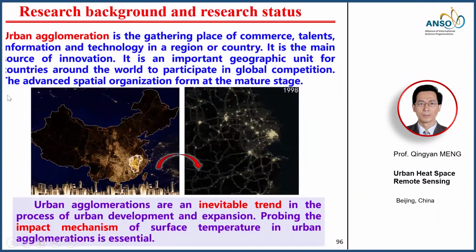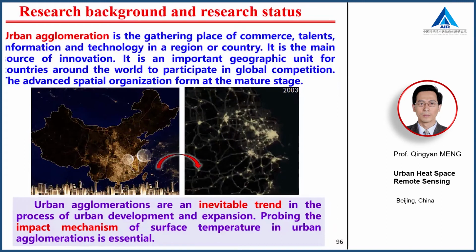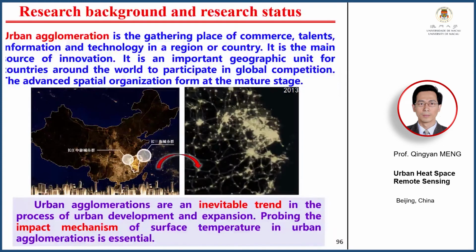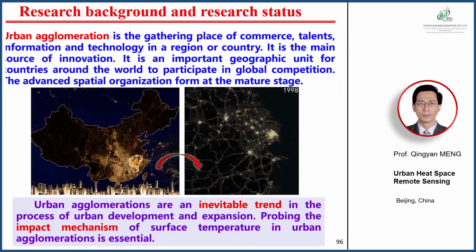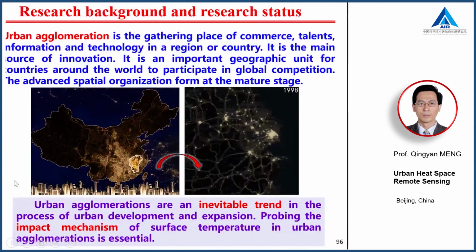You see, the urban agglomeration is the gathering place of commerce, talents, information and technology in the region and the country. It's the main source of reform, and it's a very important geographic unit for countries around the world to participate in global competition, and the advanced spatial organization form as a material stage.